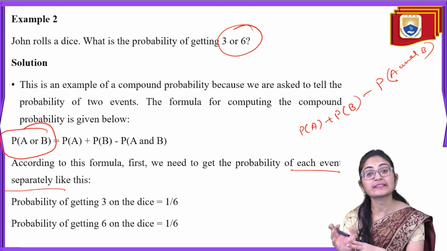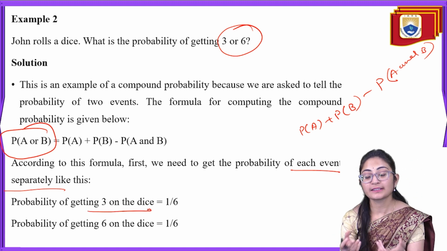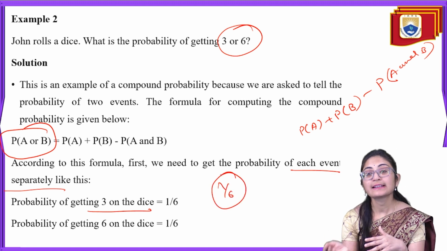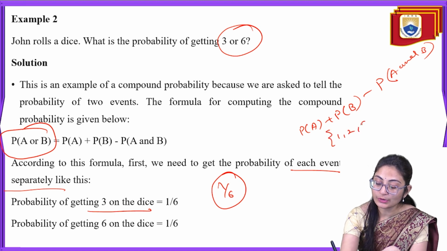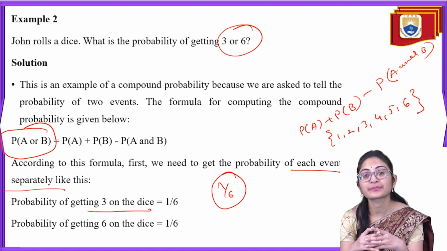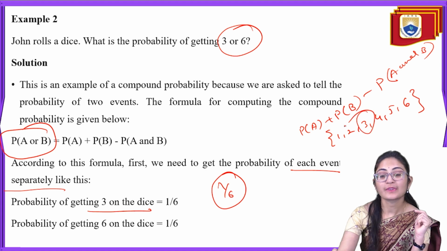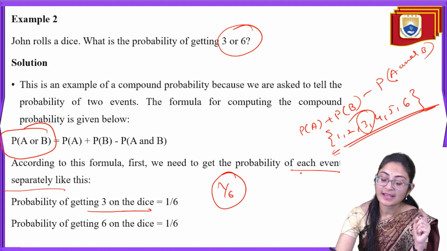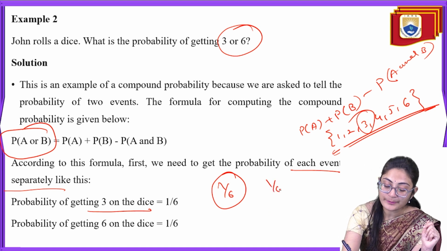According to this formula, we need to get the probability of each event separately. Now, the probability of getting 3 on the dice is 1 by 6. Here we have a sample space of 6 numbers: 1, 2, 3, 4, 5, 6. From these 6, there is only one 3. So the probability will be 1 by 6.